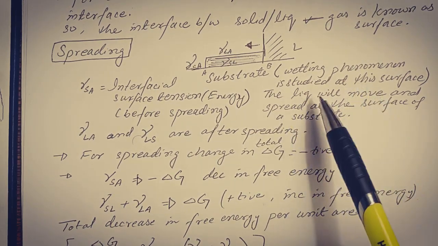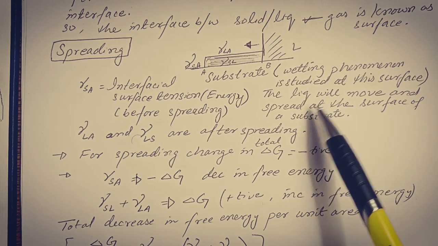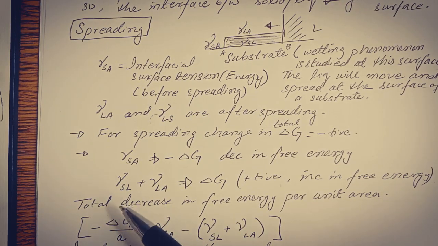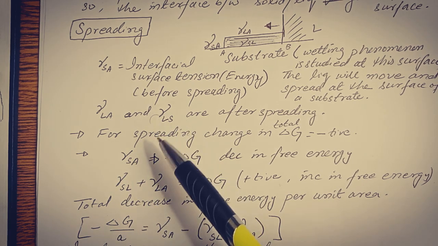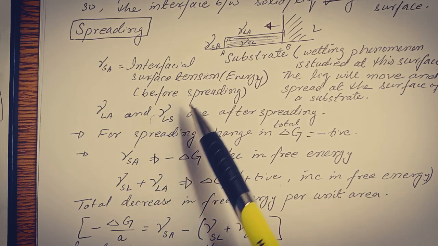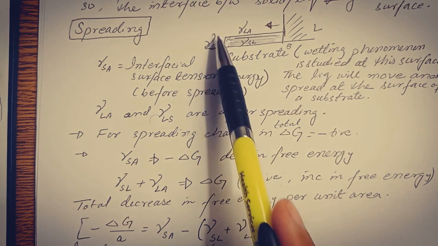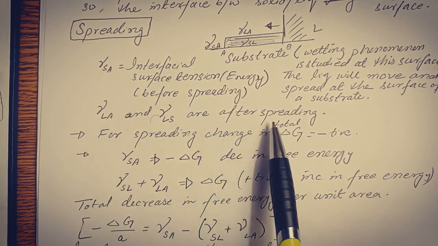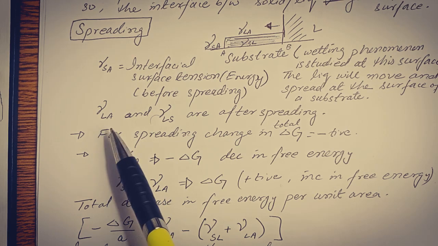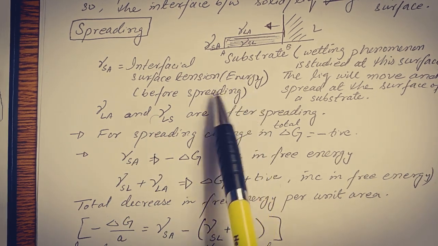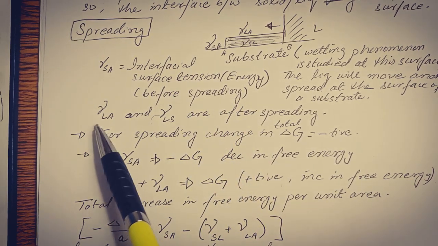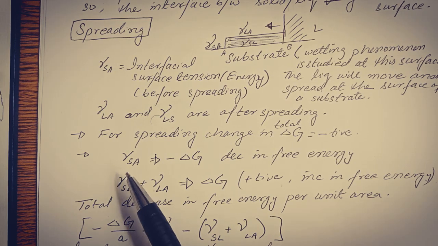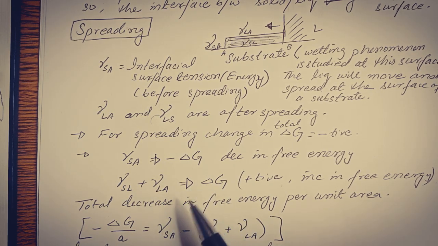So here wetting phenomena is studied at the surface of the substrate, and the liquid will move and spread at the surface of this substrate. So here we can divide the interfacial surface tension into two types, that is before spreading and after spreading. Before spreading, the solid surface was exposed to air, so the before spreading surface tension was only solid and air. And after spreading we got two types of interfacial surface tensions, that is a form of energy, and the unit is dynes per centimeter. So here we have a surface tension value for liquid air and the liquid solid surface. So here we have an initial and final state.